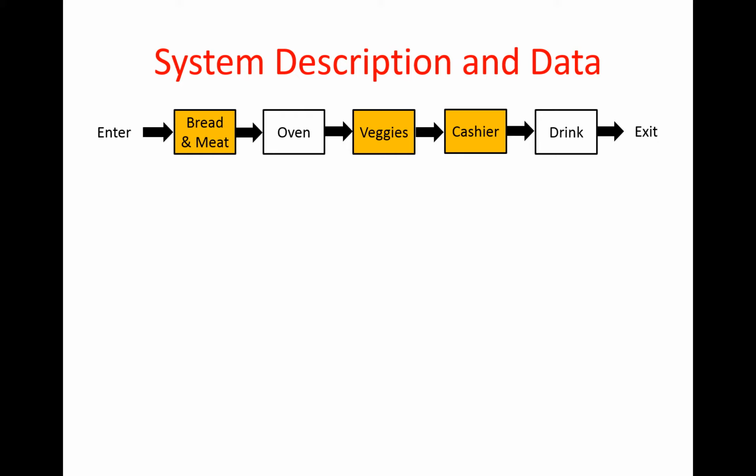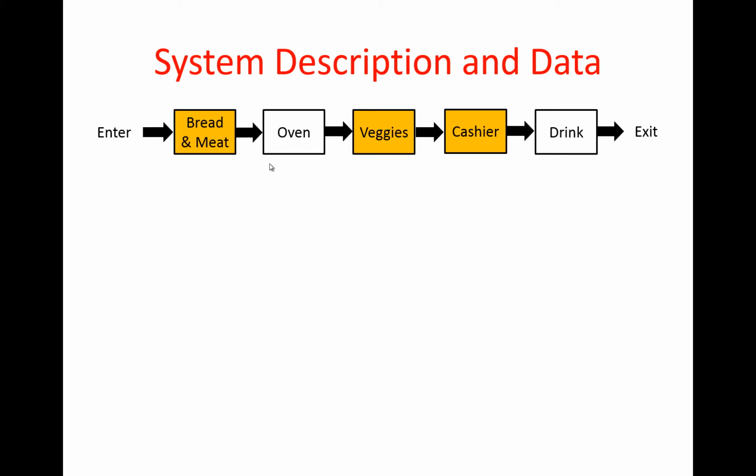The system that we're going to model is similar to a serial production line. So customers enter the restaurant and then they go to the first stage where they choose the type of bread and meat and cheese that they want on their sandwich. And then the customers go to the next stage, which is the oven.